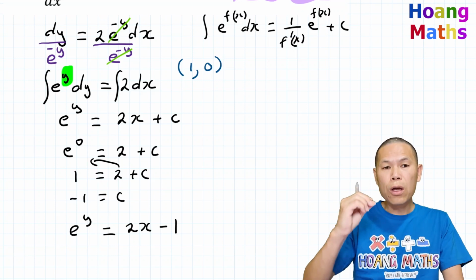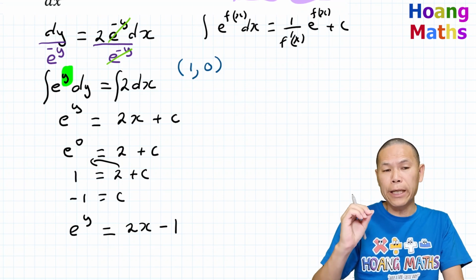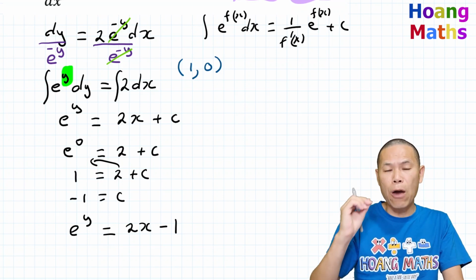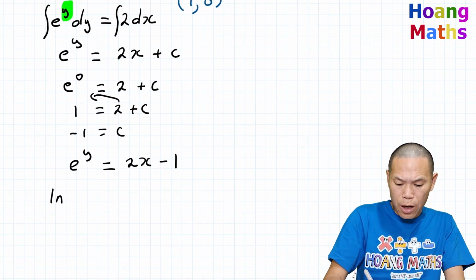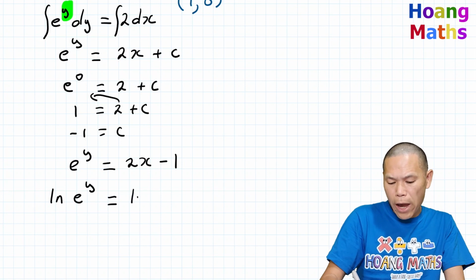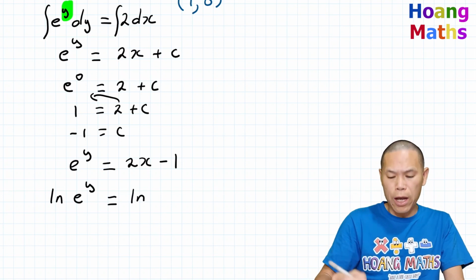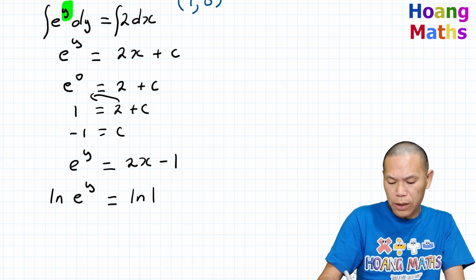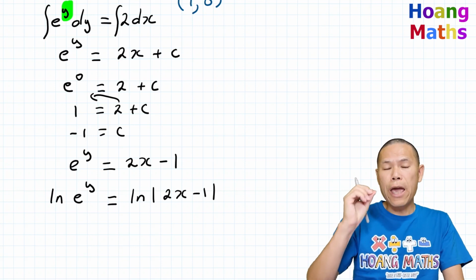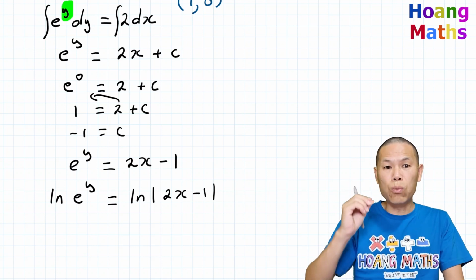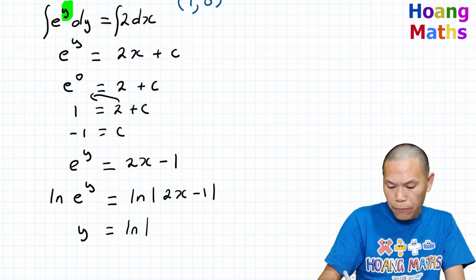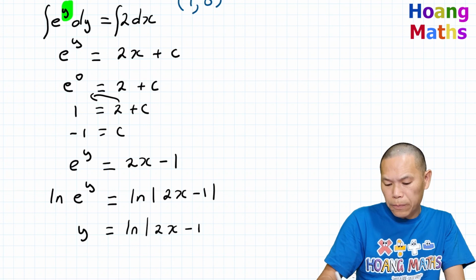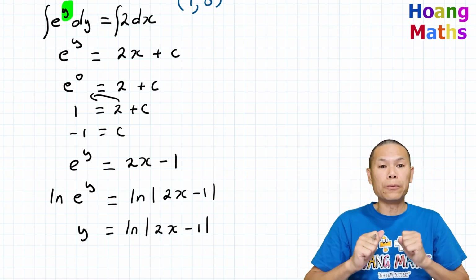And we need to solve for y. So I take log base e, or ln, they are the same. Take ln on both sides. ln of e to the y is ln, but because we cannot take ln of a negative number, we need the absolute value of this, so the absolute value of 2x minus 1. Then remember, ln of e to the y is equal to y. So y is ln of the absolute value of 2x minus 1. So there you go.